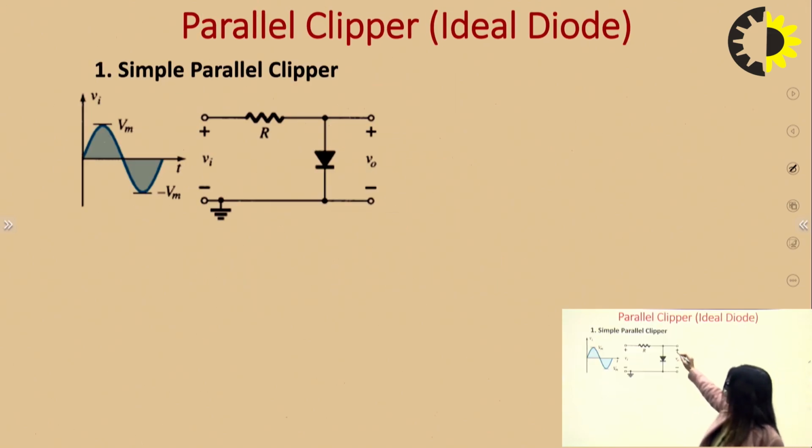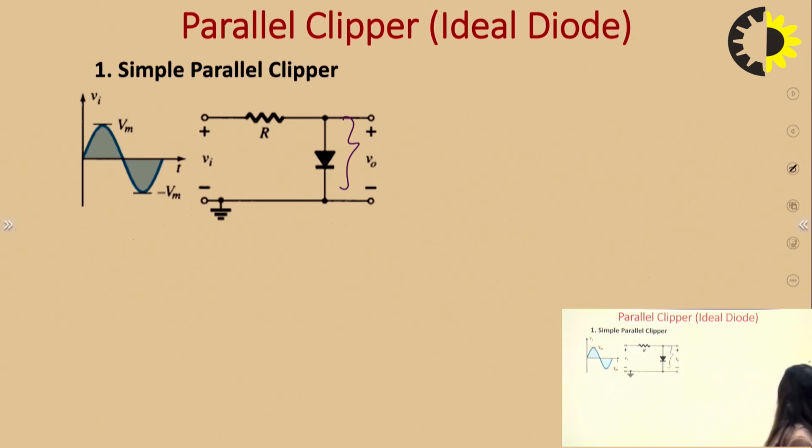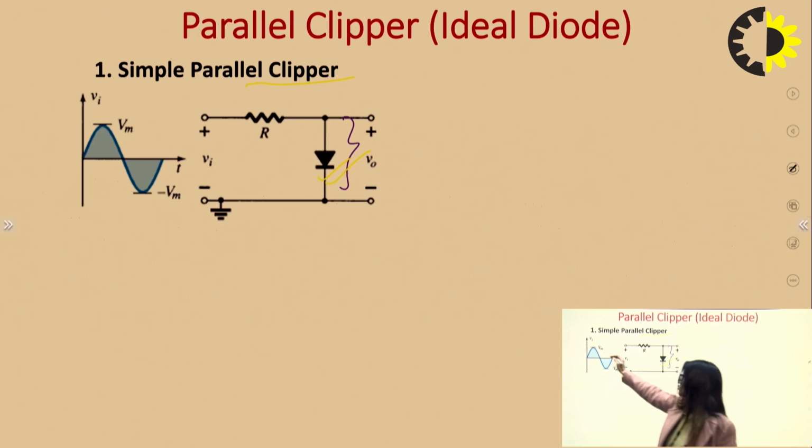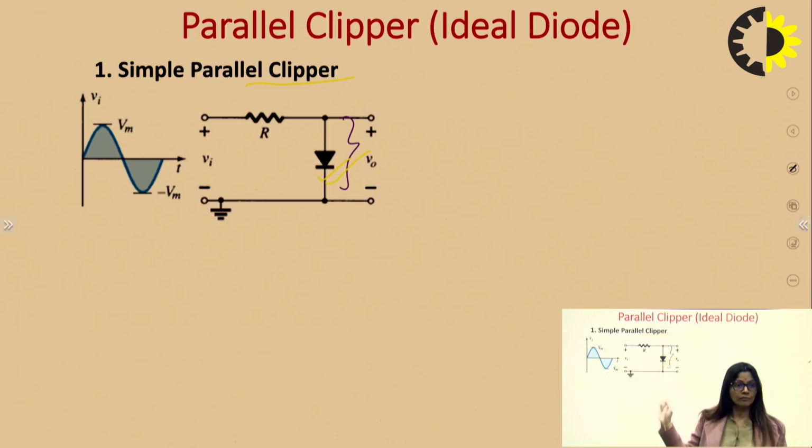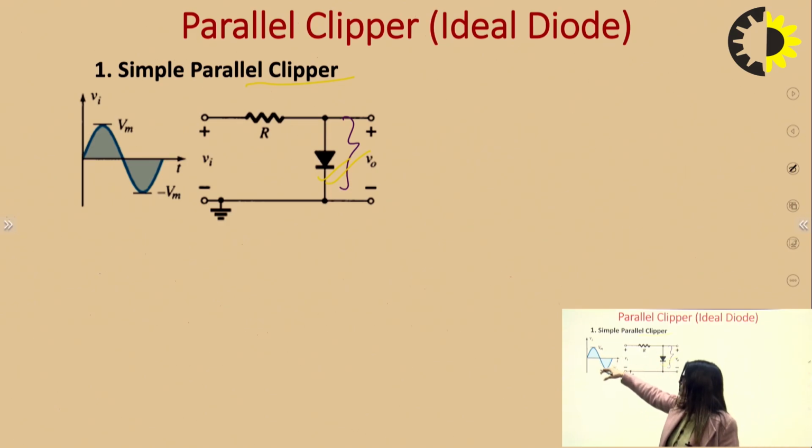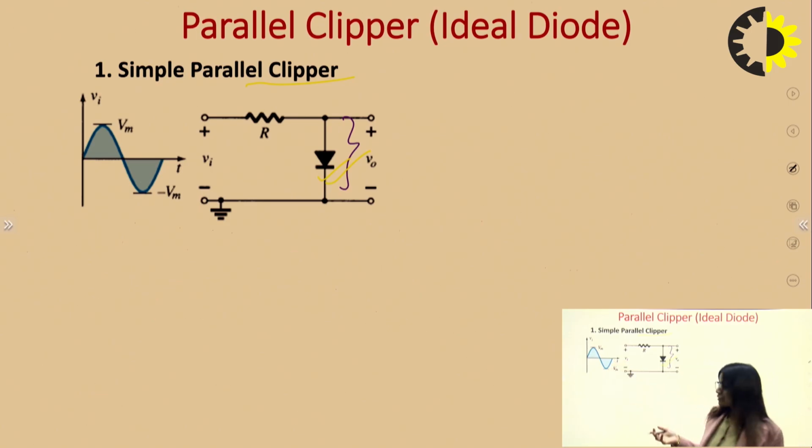Now here you can note down the output is being taken across the diode. If the output is being taken across the diode, that means we have a parallel clipper, as I told you before. So find out the cases when this particular is positive, then this diode is forward biased, and when this particular is negative, this diode is reverse biased. So make the two cases. As I tell you, always make cases.